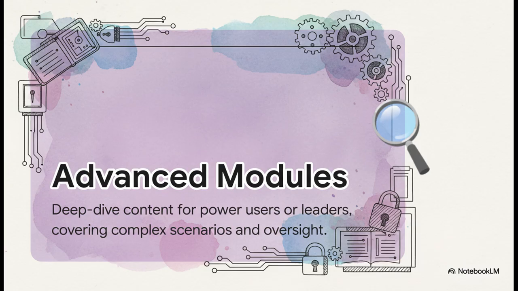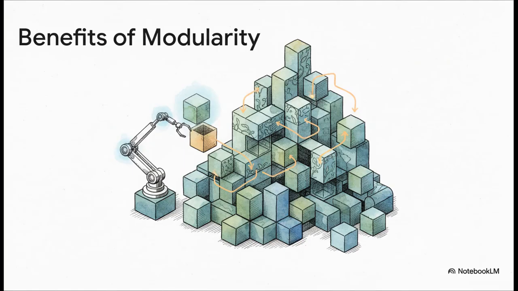This whole tiered approach just makes sure everyone gets exactly what they need and none of the stuff they don't. And the benefits of doing it this way? Oh, they're huge. When some new AI tool or threat pops up, you just update one little module, not the entire program. You can mix and match these modules to create custom learning paths, which makes the training super efficient and way more engaging. It's a strategy that's built to last.